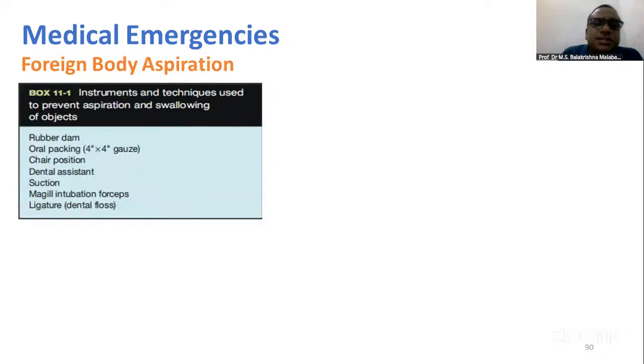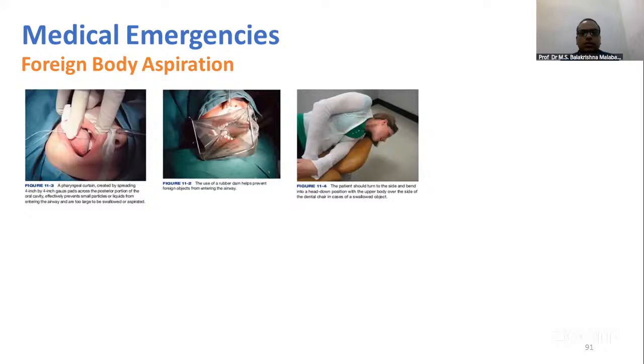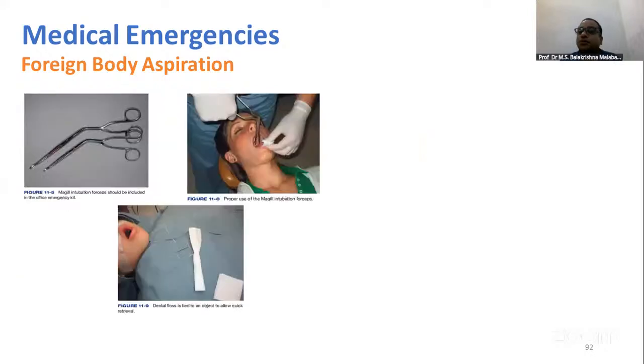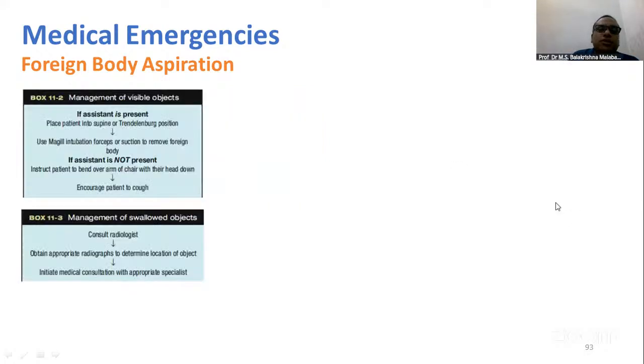Foreign body aspiration: Heimlich maneuver, I told you 5 beats, you have to beat like that, and on the epigastric region, you need to give 5 thrusts. Then Magill's forceps, with which you use the intubation tube. This is what they ask in the MCQs. For foreign body aspiration, which instrument is used to take it out? That is Magill's intubation forceps, through which you take the foreign body out.